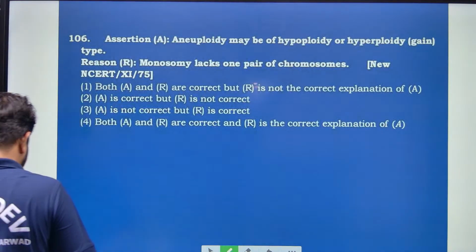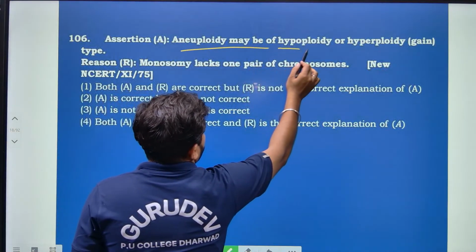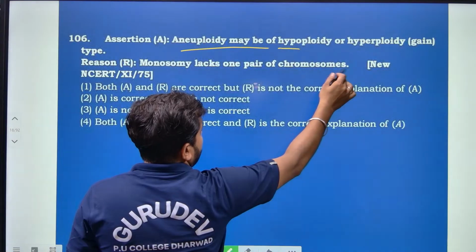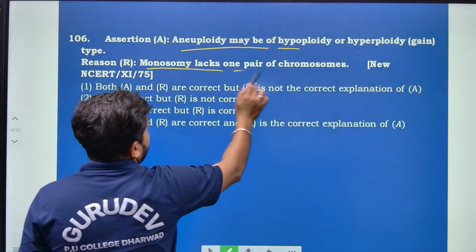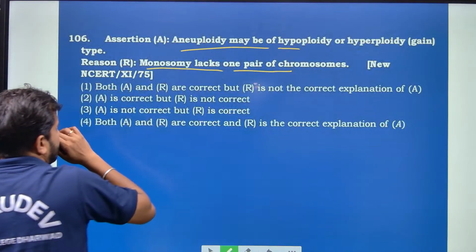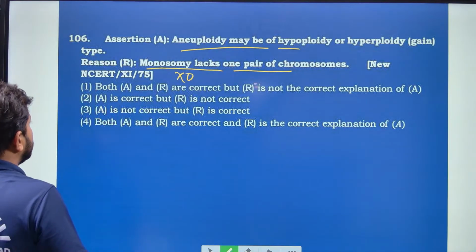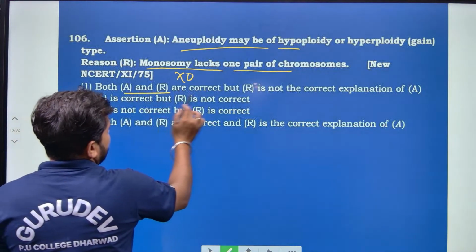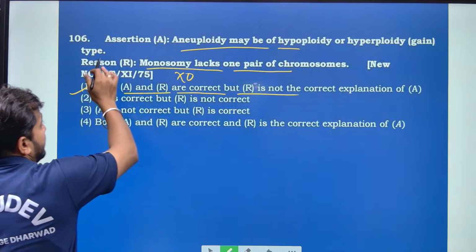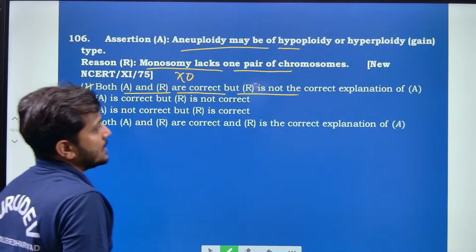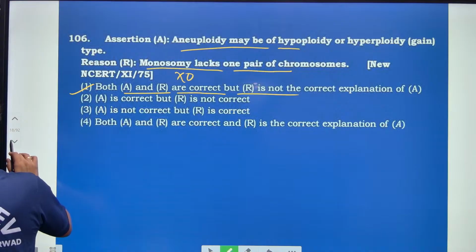right? Then next, mainly the assertion: aneuploidy may be of hypoploidy or hyperploidy, gain type, right? Then the reason: monosomy lacks one pair of chromosomes, that is what we are going to find out, X0 type usually, which is related with Turner syndrome. So here both assertion and reason are correct, but the reason is not the correct explanation of the assertion. So here option 1 is correct, right?